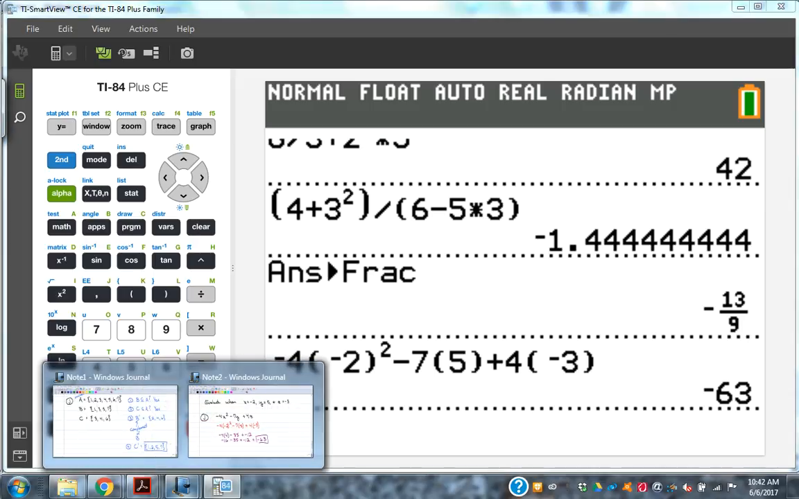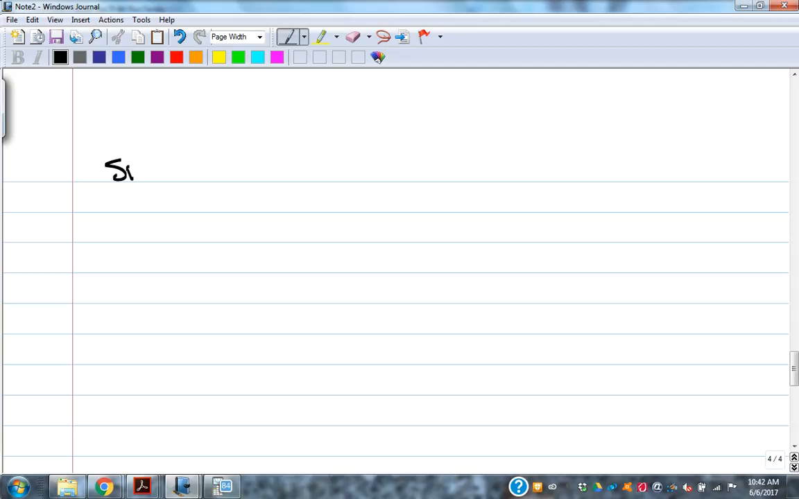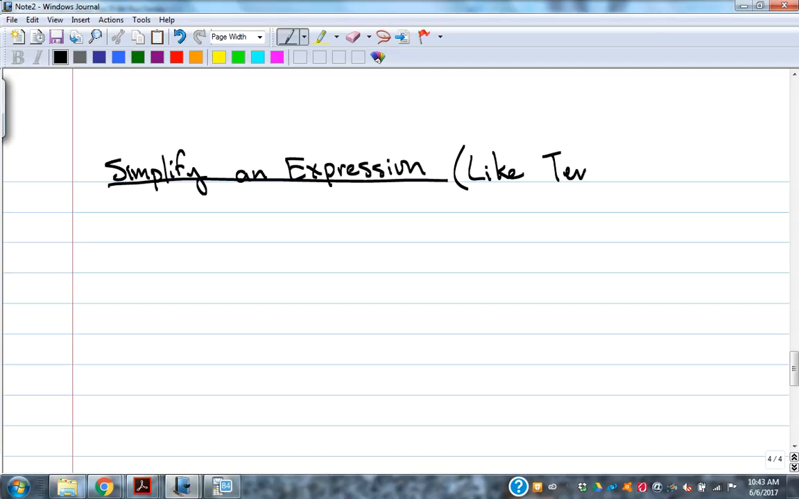Okay. All right. Now, in the same section, let's simplify an expression. Simplifying implies that you're not going to get a number answer. You're not going to get the answer is -63. You're going to get something a little bit larger than that, that maybe has variables involved. So when you're simplifying, you're putting together the like terms. That's what we want to focus on here, is like terms.